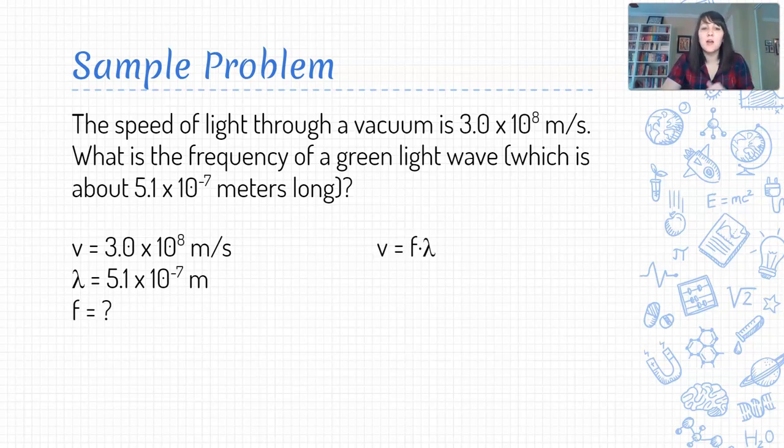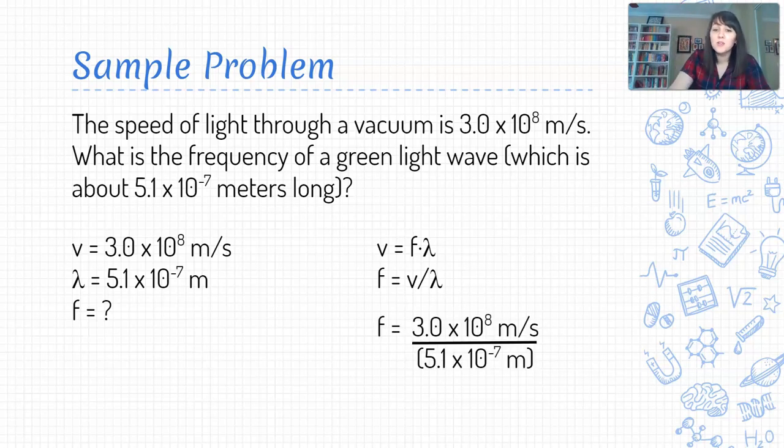To relate those together, I'm going to use my wave speed equation. So speed equals frequency times wavelength. If I want to solve for frequency, I'm going to divide both sides of that equation by wavelength, which gives me that frequency equals speed over wavelength. So then I'll go ahead and plug those things in, being sure to put parentheses around my entire denominator so that everything stays there in the denominator and nothing sneaks back up to the numerator, okay?